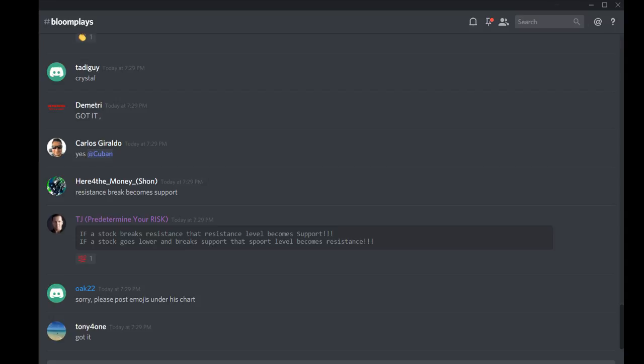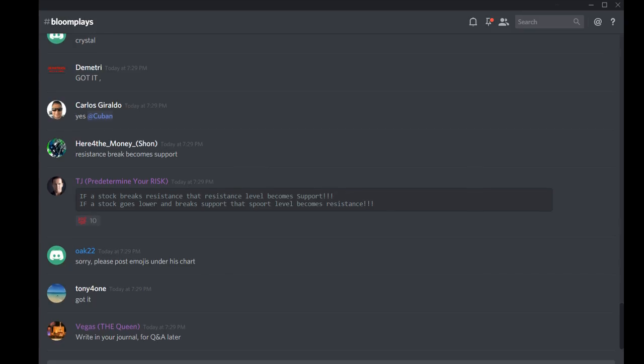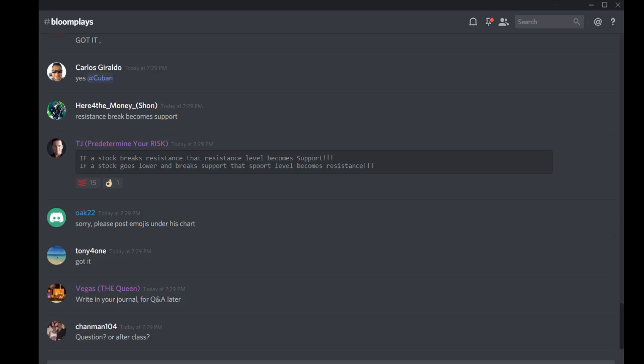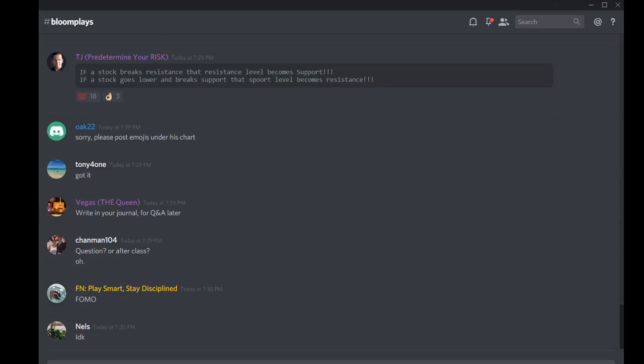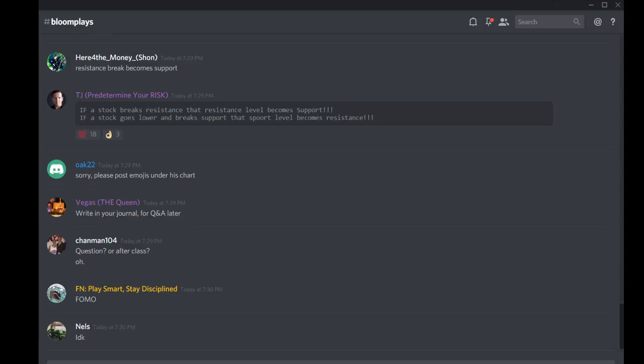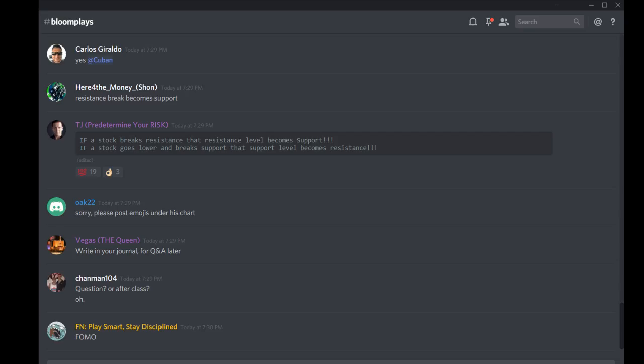Okay, before I go on here, when resistance is broken, it becomes an area of support. Why is it that when resistance is broken, it becomes an area of support? This is now resistance, right? If it's broken here, it now becomes... No, do not answer the question here. Just put it in the chat.